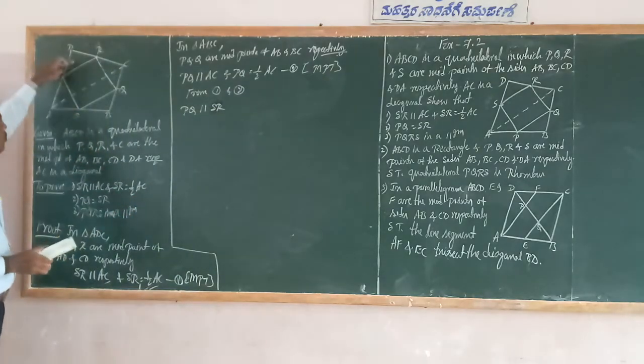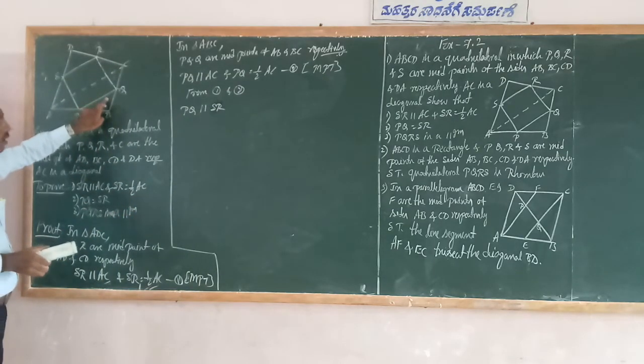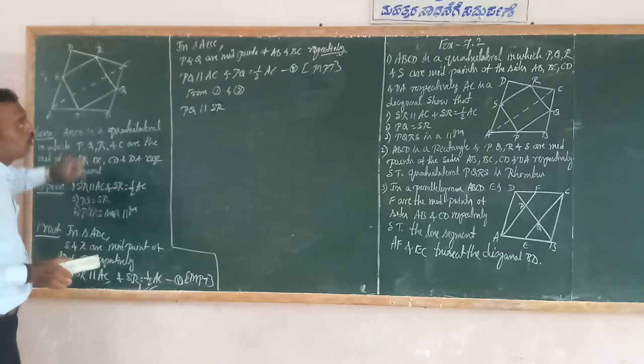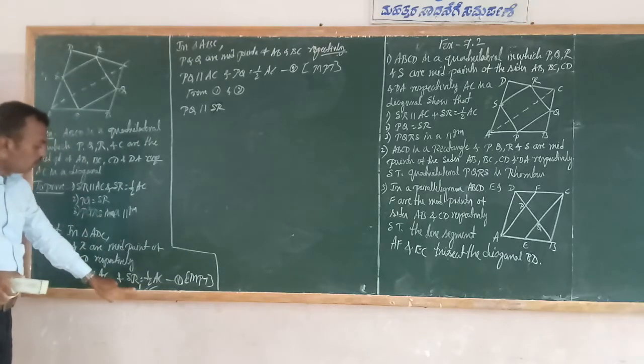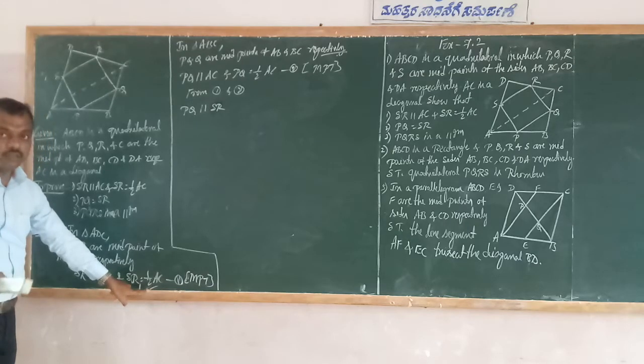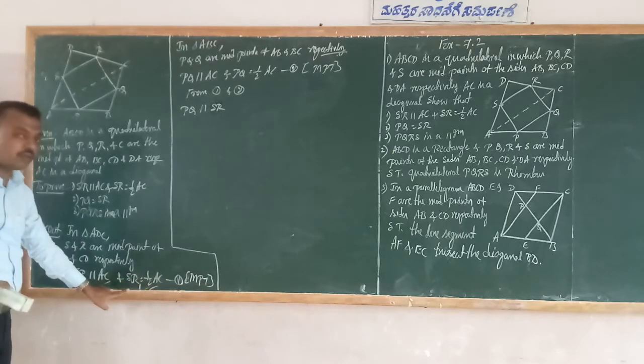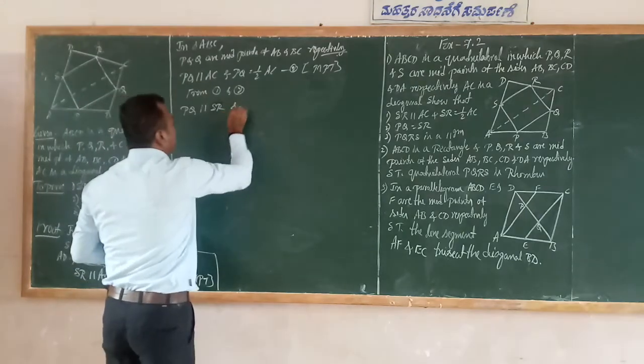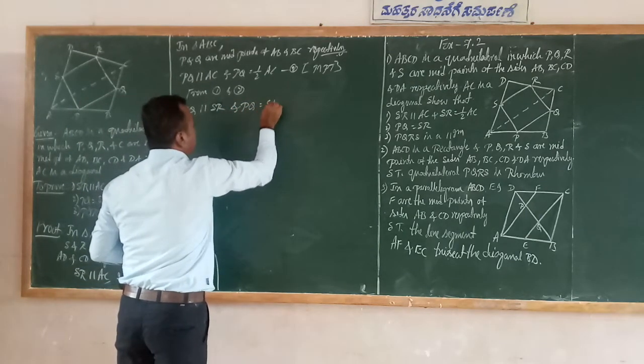Because SR is parallel to AC, and PQ is also parallel to AC, PQ is also parallel to SR. And then, SR is equal to half of AC, PQ is equal to half of AC. So, the right-hand sides are equal, cancel each other, therefore PQ is equal to SR.